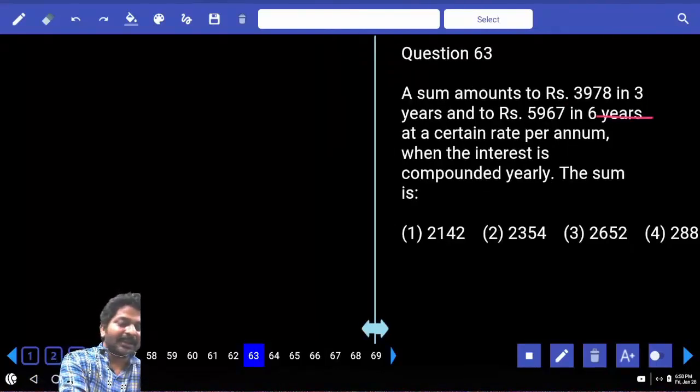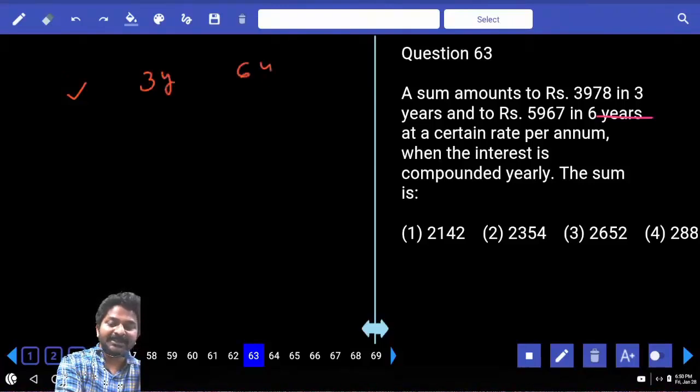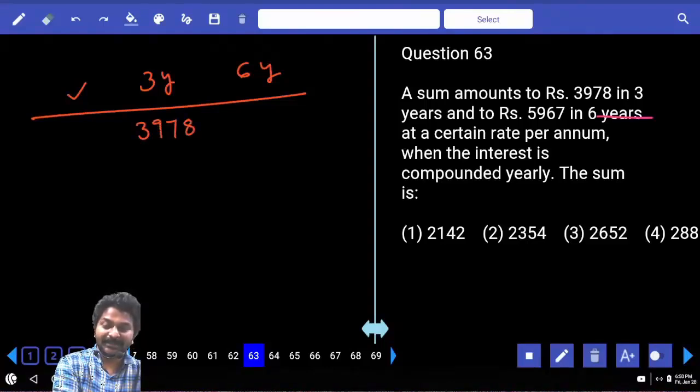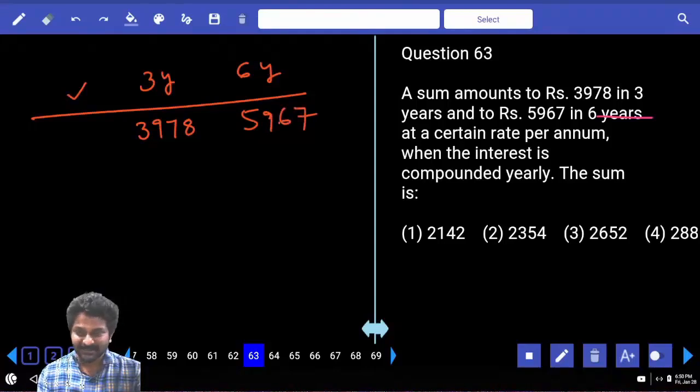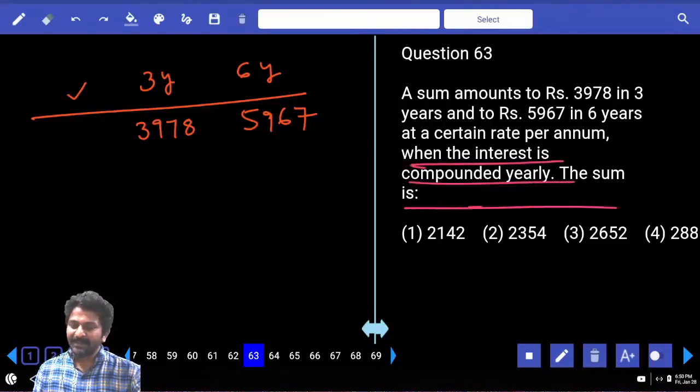This is the starting point. After 3 years and after 6 years, the amount is mentioned. 3978 is the amount after 3 years, and 5967 is the amount after 6 years. And what is your question? When the interest is compounded yearly, find the sum.